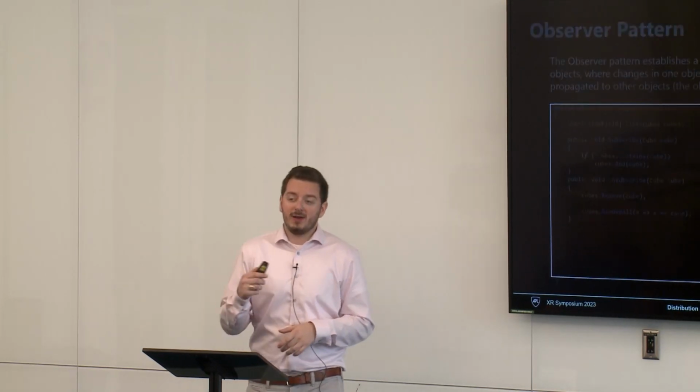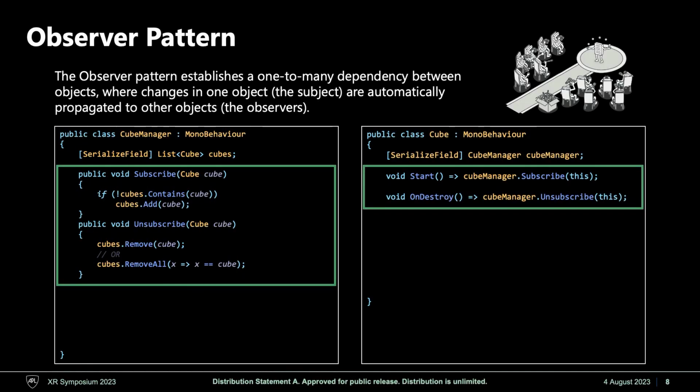Now, the next one I want to introduce is the observer pattern. The observer pattern establishes a one-to-many relationship or dependency between various objects in your project. The idea is that you have a bunch of objects that are listening or subscribed to one, in this case the cube manager, and any changes that the cube manager decides to push out will happen to all of the objects that are listening to that cube manager.